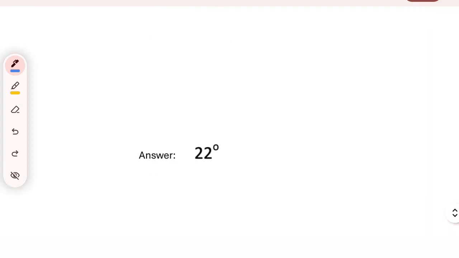The answer is 22. Did you get the right answer? Is your answer 22 as well? I hope you got the answer correct. So the answer in the nearest degree, if it is in decimal point, please round it off to the nearest degree. So the answer is 22 degrees.